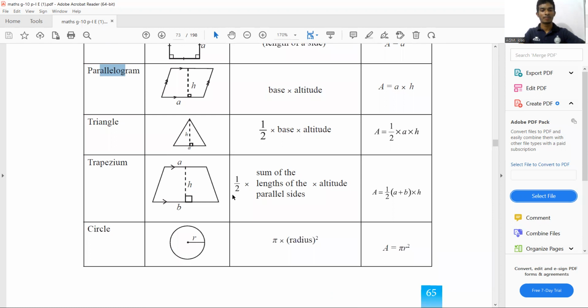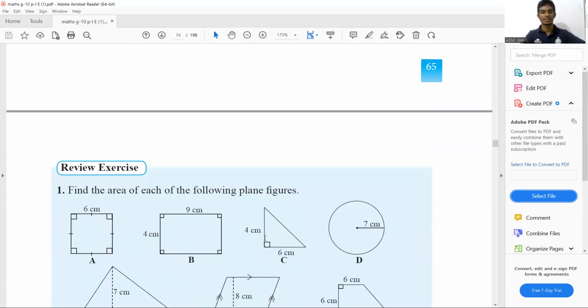Again, for a trapezium, the equation for finding the area is A is equal to half into the sum of the lengths of the parallel sides. In a trapezium, we have a pair of parallel sides, so we have to add them, and then multiply by the altitude. Altitude means the height. Again, for a circle, we have pi r square. This is what we have learned in our previous classes.